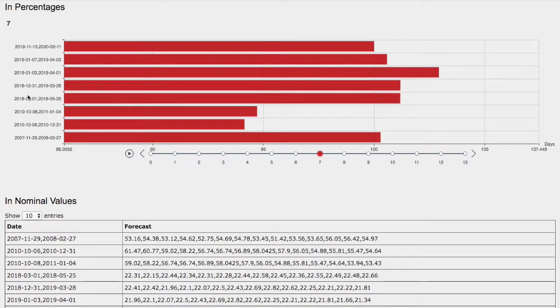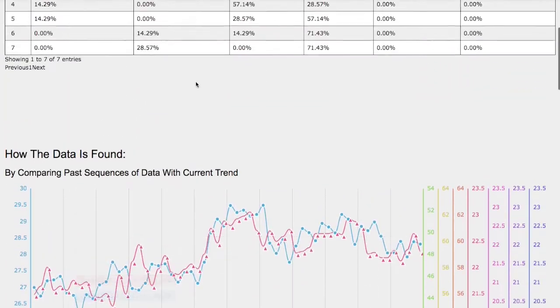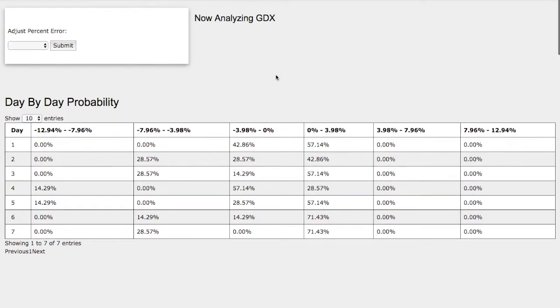So the model that we just examined was March 1st to May 25th, 2018. Back then, the gold miners was up around 1.2%, so slightly to the upside. If we head back to the day-by-day probability model, it coincides with a 71% chance of gold miners reaching 0 to 4% to the upside. So we do have those models.